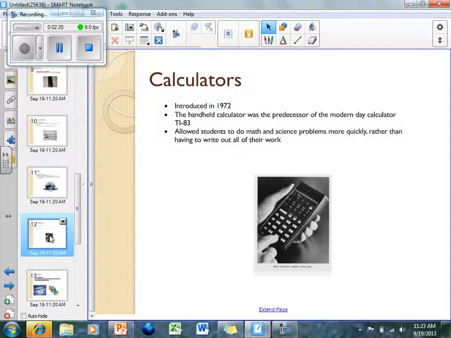Calculators were introduced in 1972. The handheld calculator was the predecessor of the modern-day calculator, the TI-83, and it allowed students to do math and science problems more quickly rather than having to write out all of the work on paper.